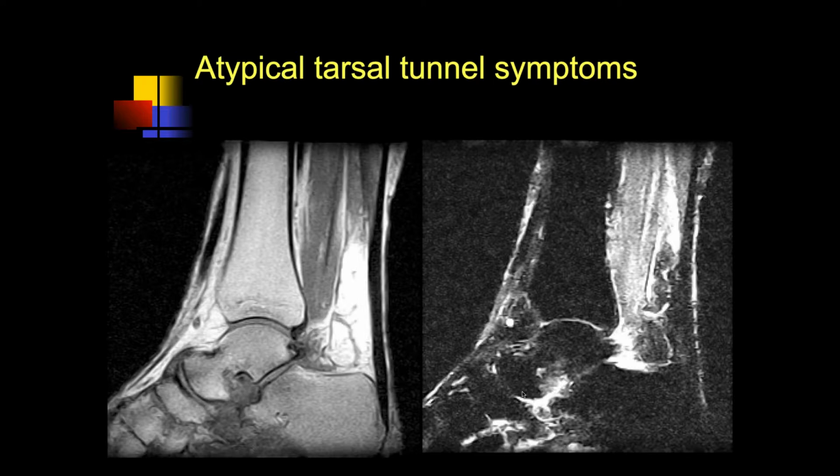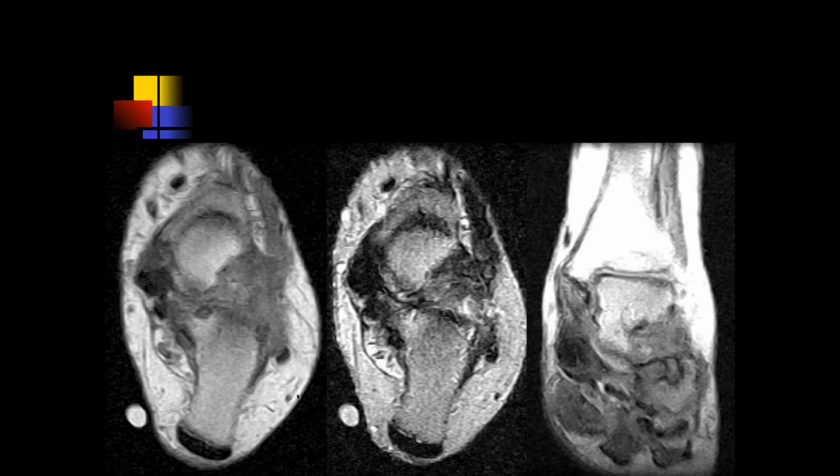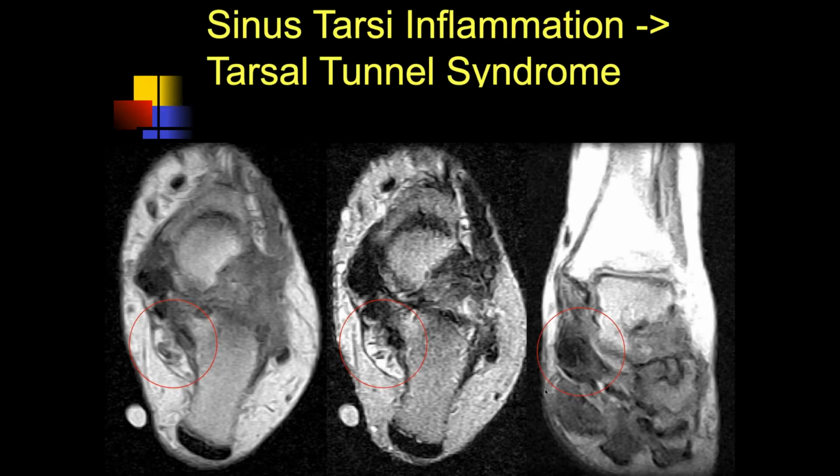Okay, so, atypical tarsal tunnel syndrome. I don't know what they meant by atypical. That's in the history. I do see effacement of fat within the sinus tarsi and edema on the STIR images. This could be sinus tarsi syndrome. Here we can see again effacement of fat in the sinus tarsi and edema. I don't see any fluid collections in the region of the tibial nerve. Yeah, I would think this would be a sinus tarsi syndrome.